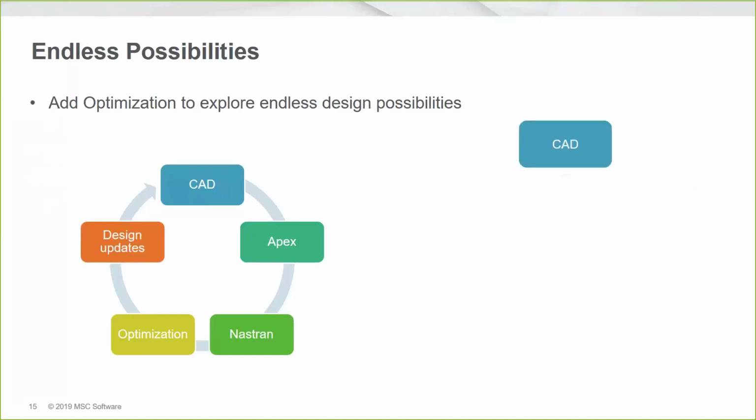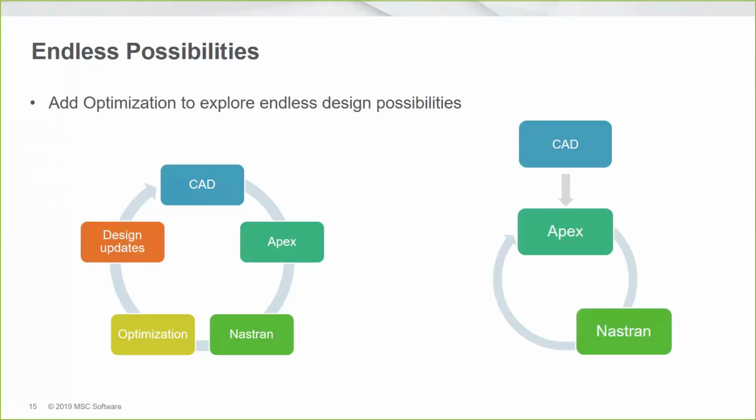Another way that this might look is that I bring the geometry into Apex, I run my script, I run it with Nastran, and maybe I just want to look at some local design changes without going back to CAD. This is where Apex's generative capabilities come in.